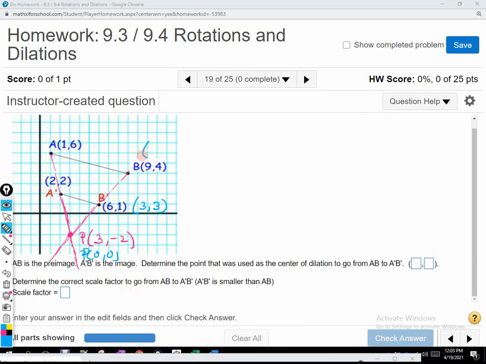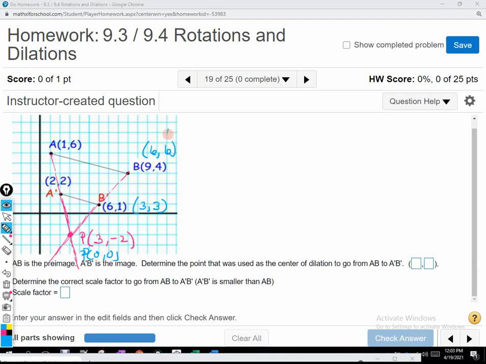And I would do the same thing for B. So I would take 9 minus 3, and that's going to give me 6. And then I would go 4 minus negative 2, and that's going to give me 6, right? Now that this is 0, 0, that's 3, 3, that's 6, 6.